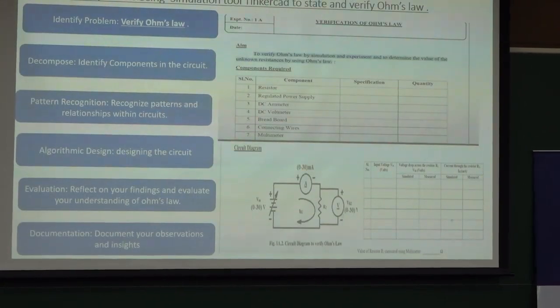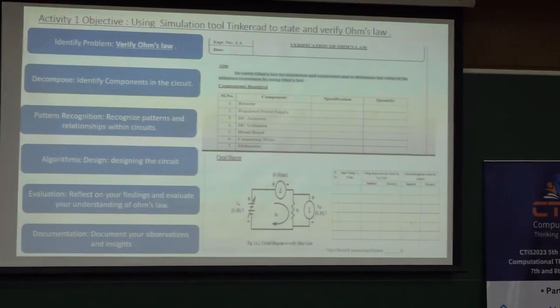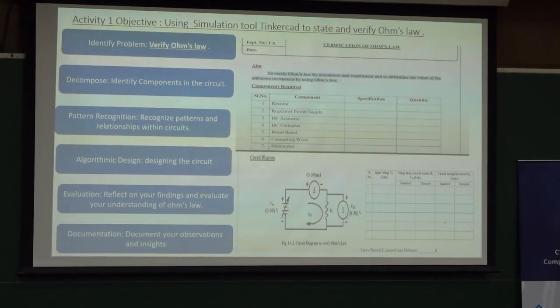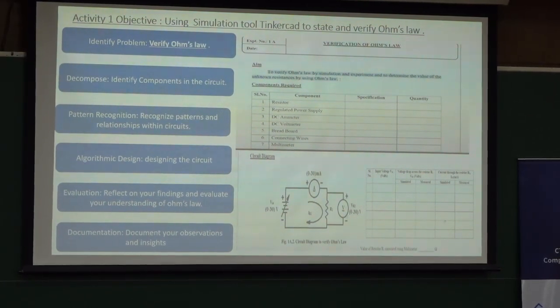So coming on to activity, here the main objective is using a simulation tool Tinkercad for verifying Ohm's law. So in this, first you have to identify the problem, which is verifying Ohm's law. Further decomposing this into subunits, the first thing students have to do is identifying components. So here the components required will be a breadboard, resistor, voltmeter, ammeter, and a power supply. So in Tinkercad, all these components are available at the right-hand side when you open Tinkercad, and you have to select circuit. Then all these things are available. So just drag and drop it into a working area.